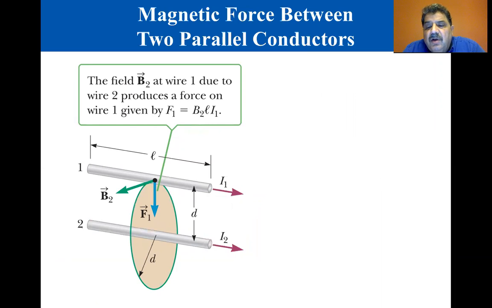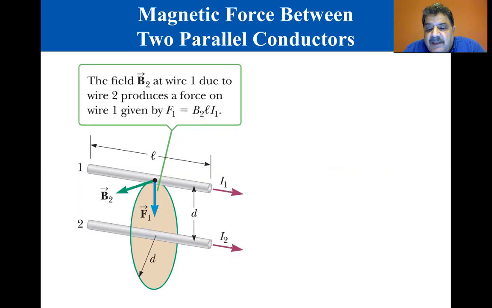Let's consider two long, straight, parallel wires separated by a distance d and carrying currents I1 and I2 in the same direction as shown in the figure. Wire 1 is directly above wire 2. What's the magnetic force on one wire due to the magnetic field set up by the other wire? In this calculation, we are finding the force on wire 1 due to the magnetic field of wire 2.